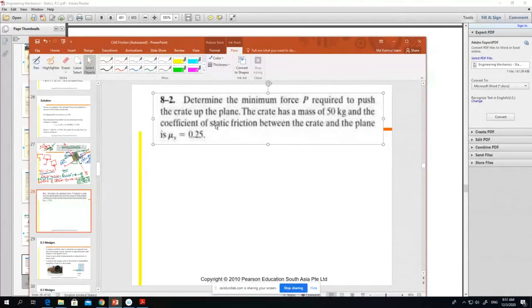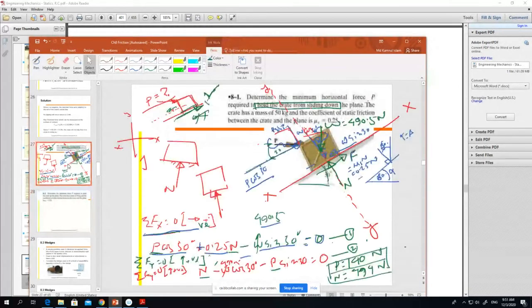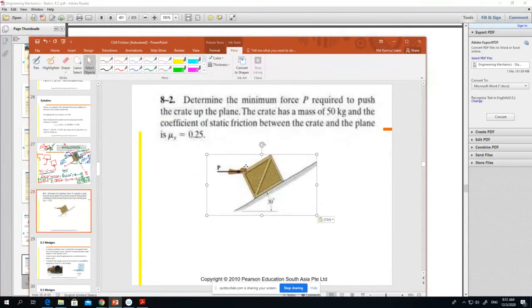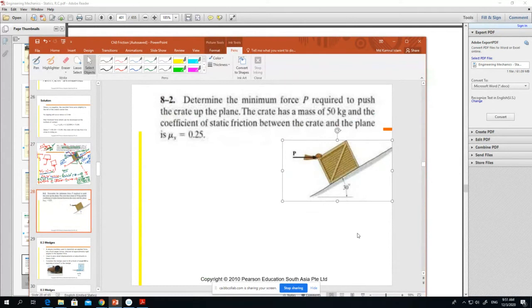The crate has an angle of 30 degrees, a mass of 50 kilo and a coefficient of 0.25. This is the same picture they are talking about now. Now we should see the differences in the question. Be very careful when you read the question. Minimum force required: this is the same, the only change from the previous example is to push the crate up the plane.